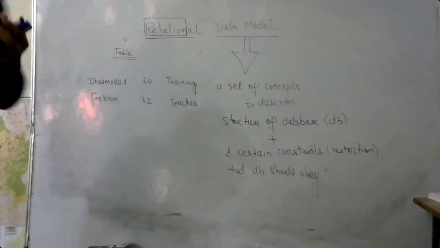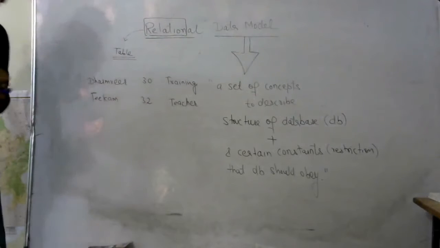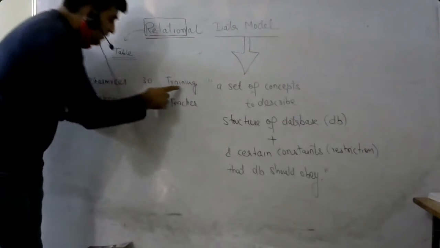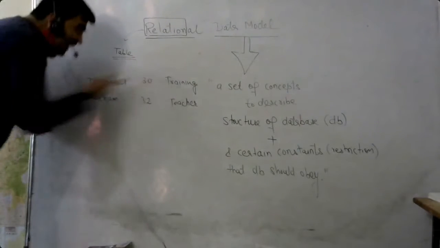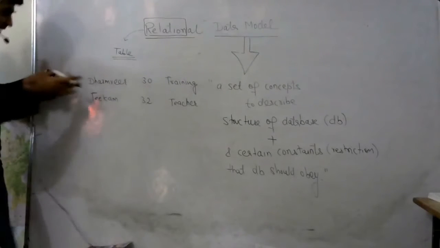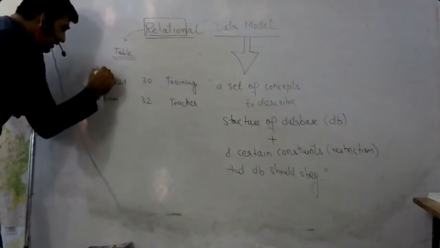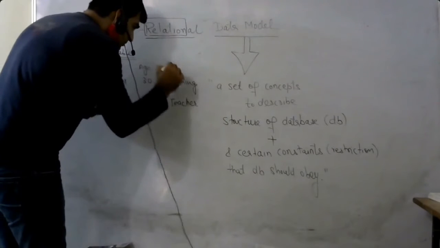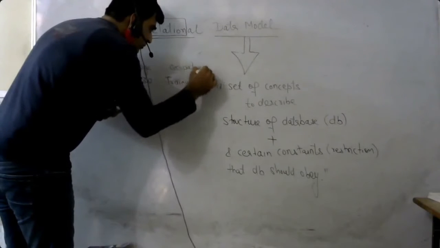So what I have here is some data. I have the data Dharamveer, I have the data Ekam, I have the data 30 that is age, and if I talk about occupation or business, that is training and teacher. If I am organizing that data in rows and columns, I have arranged it in rows and columns. So here: name, age, and the next term is occupation or business, whatever we write here.